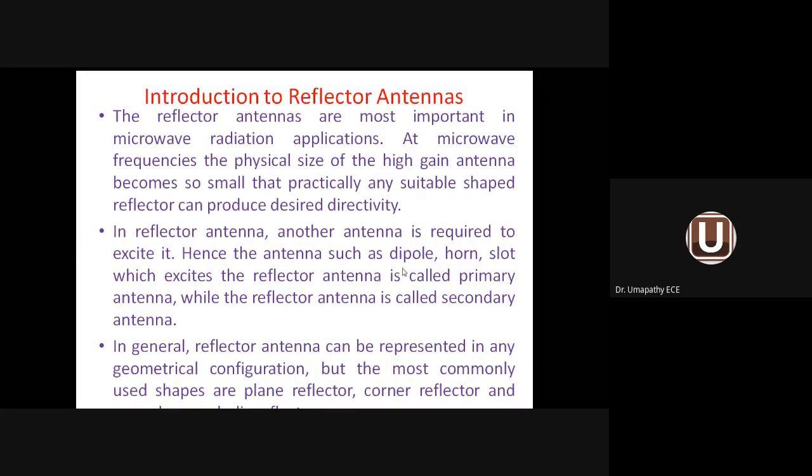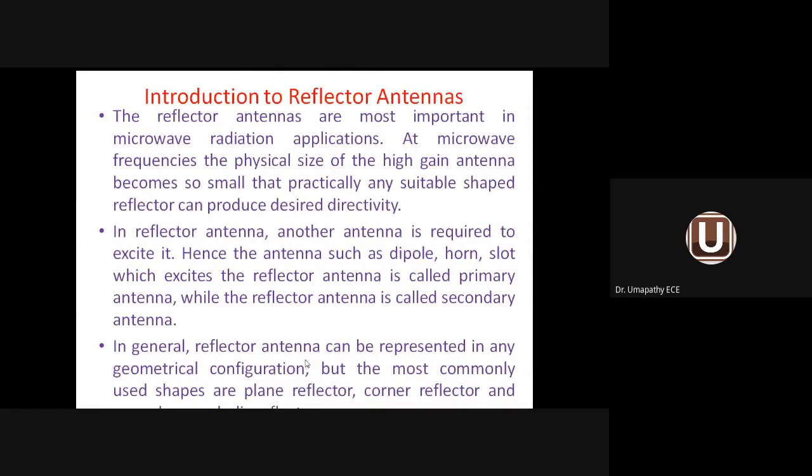So in reflector antenna, we will go for one more antenna, such as dipole, horn, slot. The basic standard antennas available in the market are dipole antenna, horn antenna, slot antenna. Very simple, basic and standard antennas. These antennas we are going to use in combination with the reflector antenna. In such a case, they are called the feed element, or otherwise the primary antenna, while the reflector antenna is called the secondary antenna. So the primary antenna is nothing but the dipole, horn, slot, etc. The reflector will be the secondary antenna.